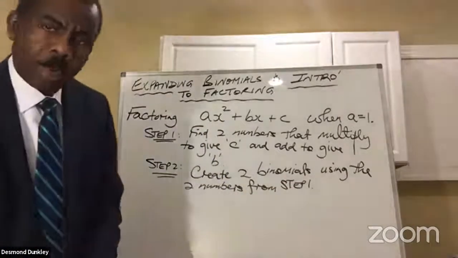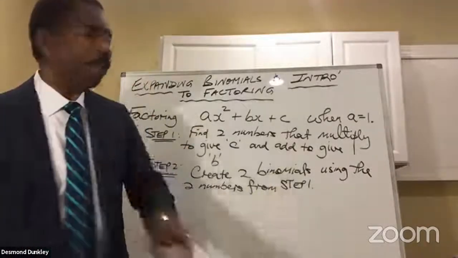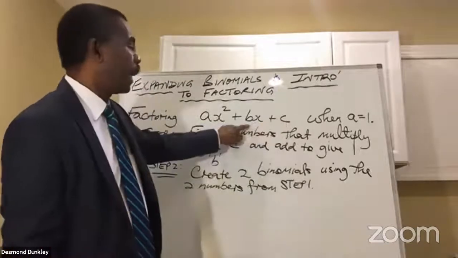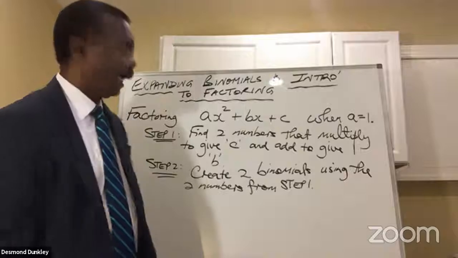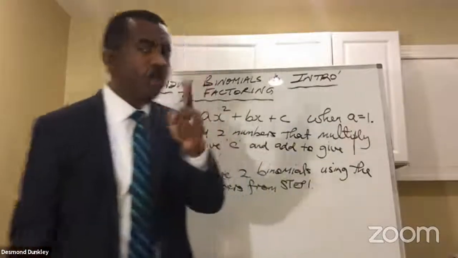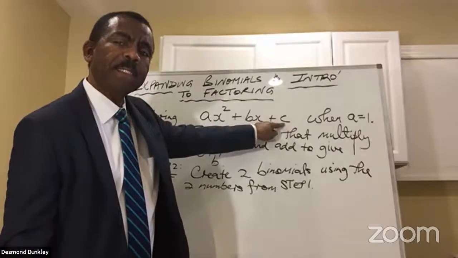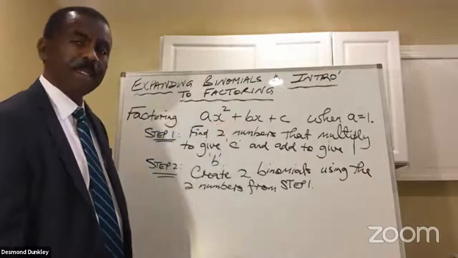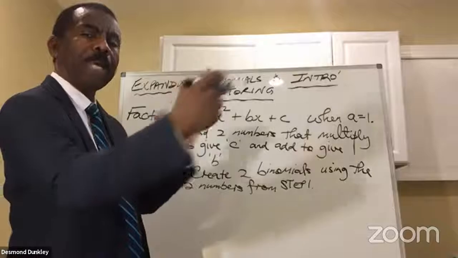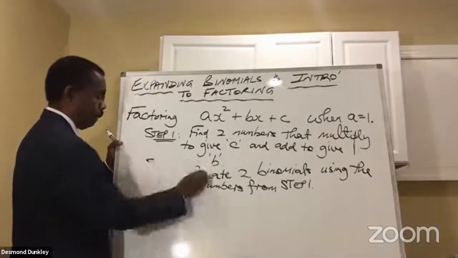So here it is now. All I'm giving you is a method, and then we'll do examples. You need to find two numbers that multiply to give you c, and when you add them, you get b. Again, a has to be 1. If a isn't 1, you can't do this. Find two numbers that multiply to give you this, and add to give you that. Put those two numbers in your parentheses to form your binomial. Okay? So let's do examples now.